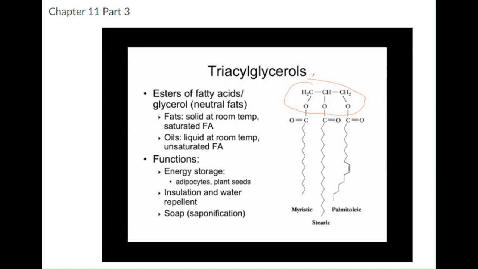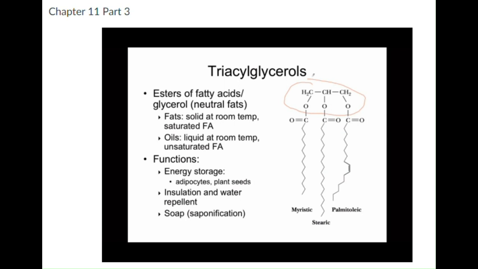Oils, on the other hand, tend to be liquid at room temperature. And they tend to contain a fairly large amount of unsaturated fatty acids. Basically, the packing that we saw between the fatty acids carries over to the packing that is seen in triacylglycerols. And in general, fats are going to have a lot of close packing, whereas oils will have the packing relatively disrupted.